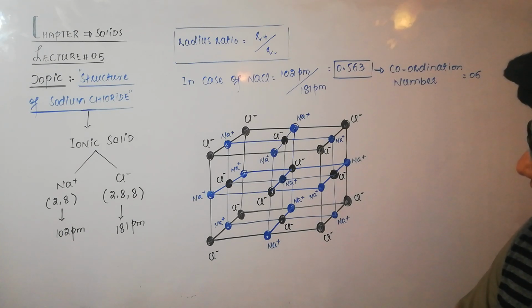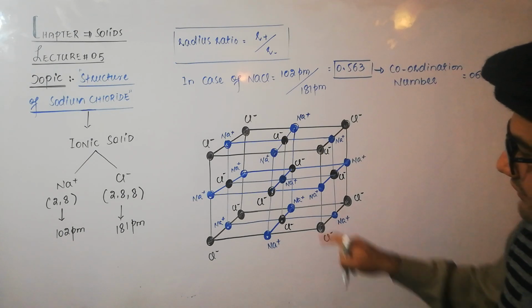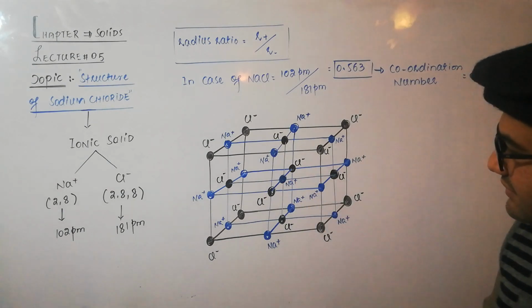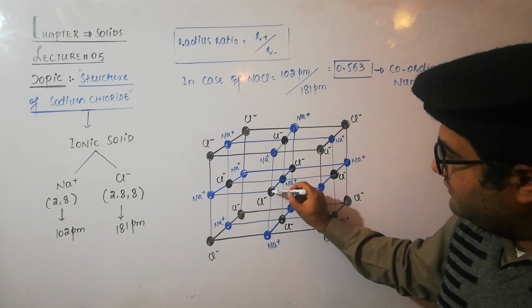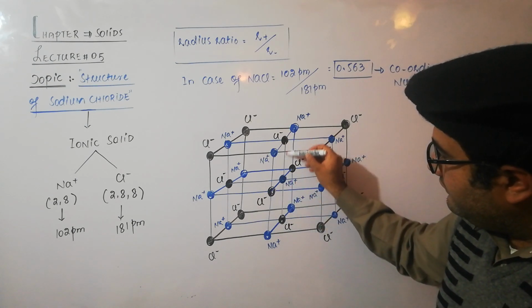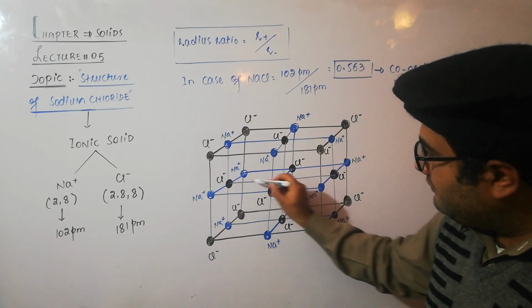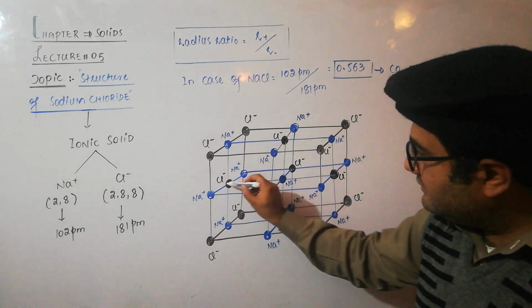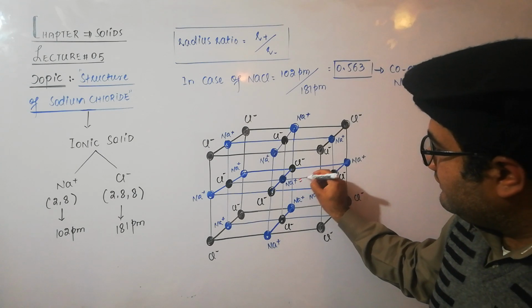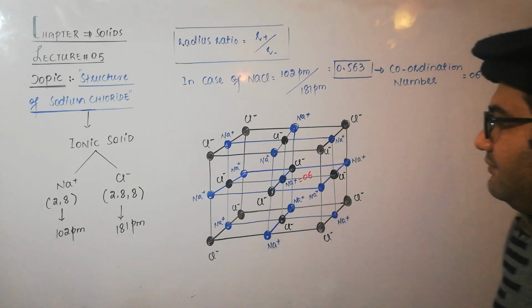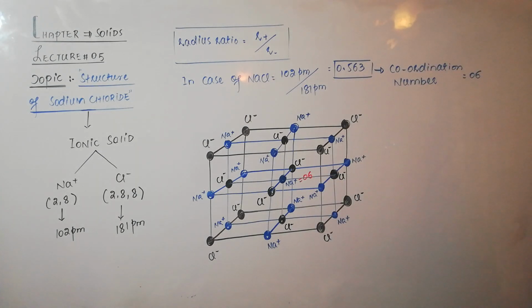Now let us look at the coordination number of this sodium ion. Focus on this please. Now this sodium ion is attached to how many chloride ions? 2, 4 and 2, 6. So the coordination number of this sodium ion is 6 because this sodium ion is being surrounded by 6 chloride ions. Now this is how to draw the structure of the NaCl.